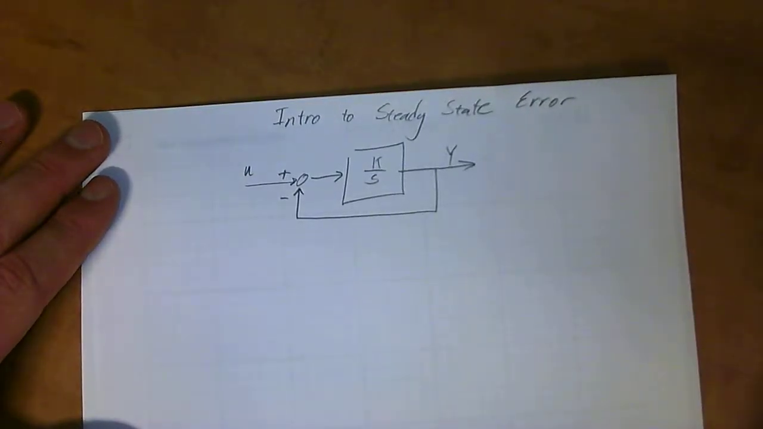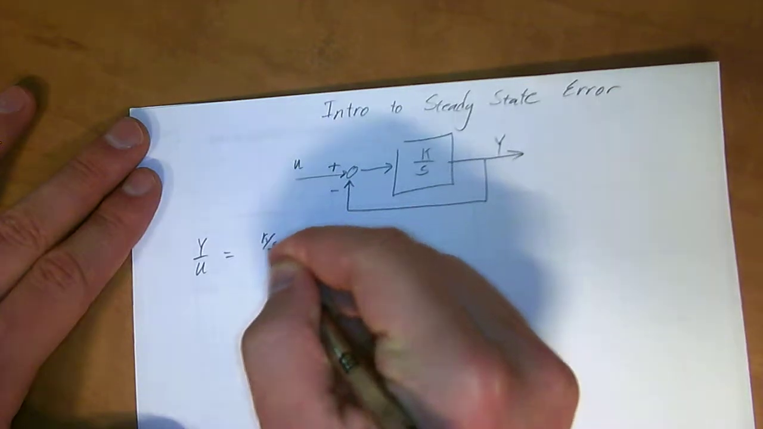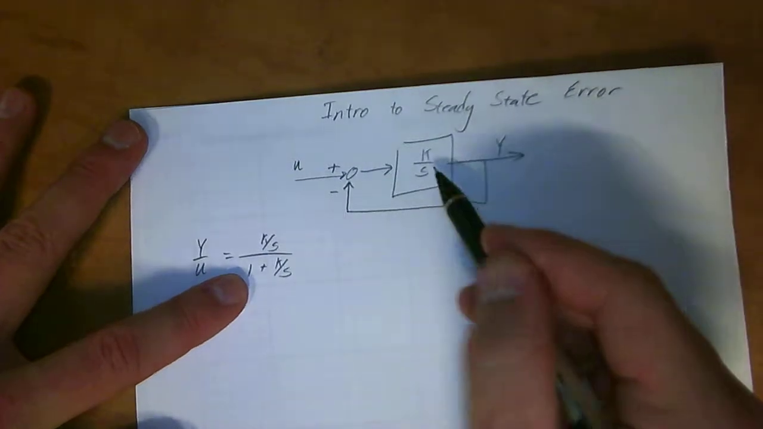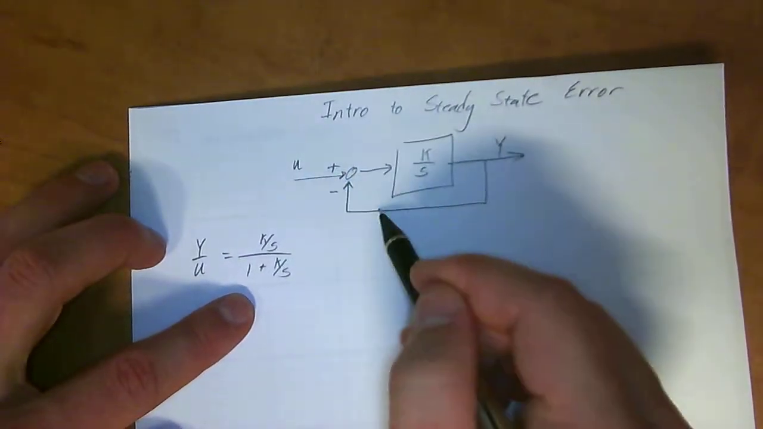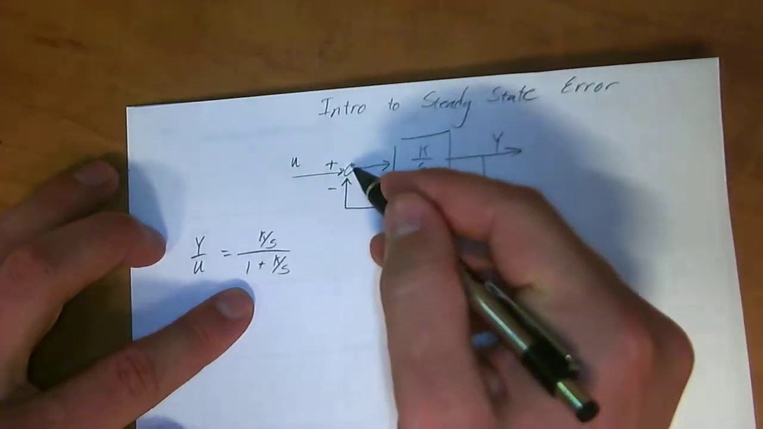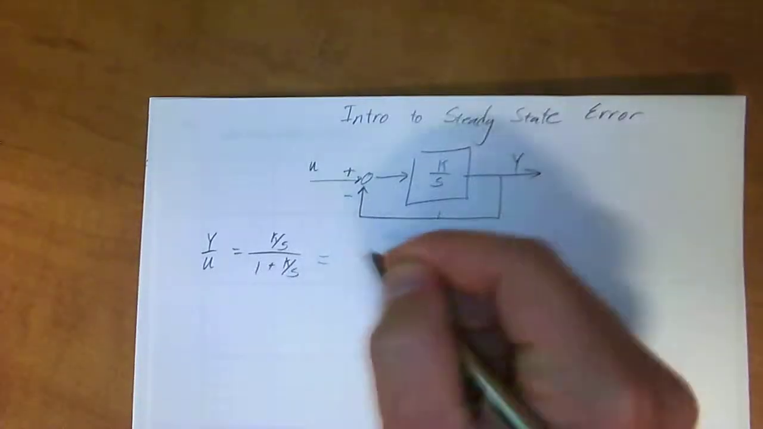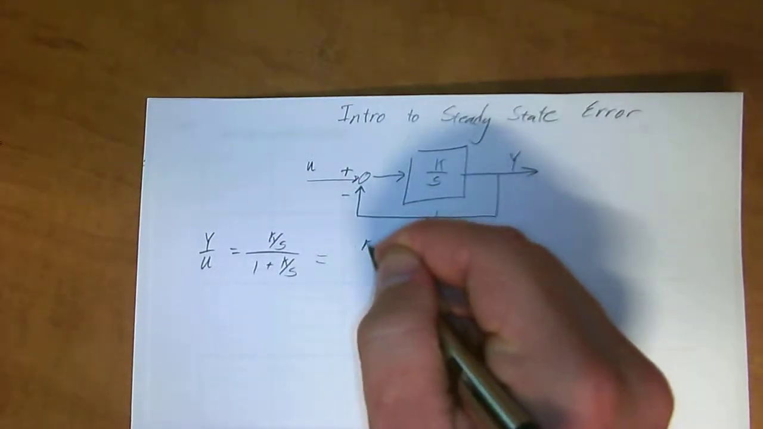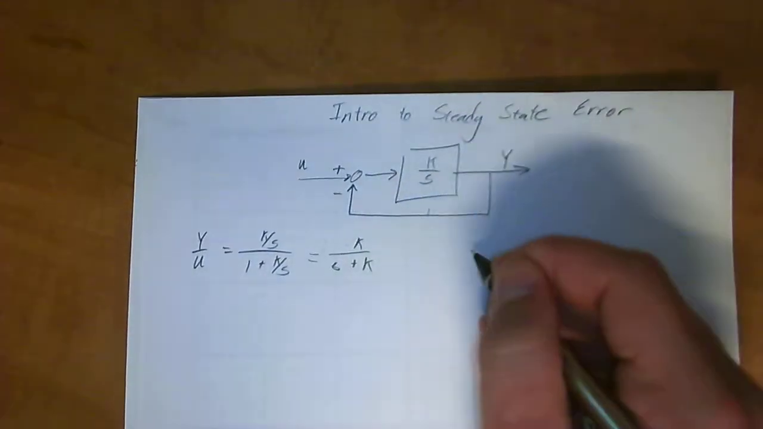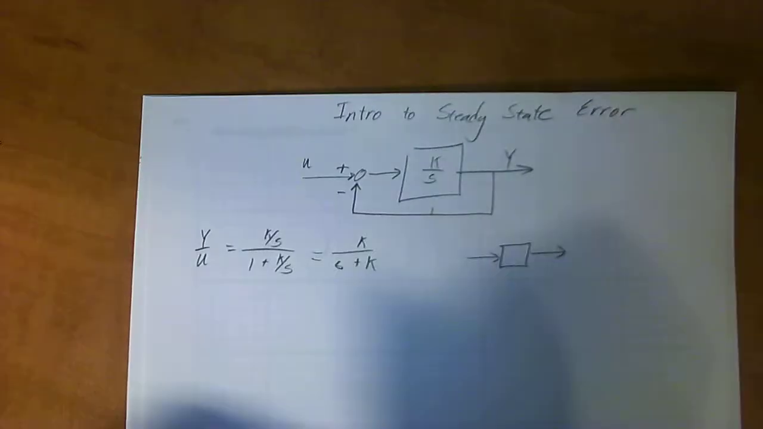Starting right off the bat, you've got y over u is equal to k over s over 1 plus k over s. Because the output is k over s, but the input is 1, this is unity feedback, which is equal to 1 plus k over s, the part of the unity feedback also. If you solve that out, get the common denominator, you'll get k over s plus k. This reduces the block diagram to basically a single block. We created a single transfer function.